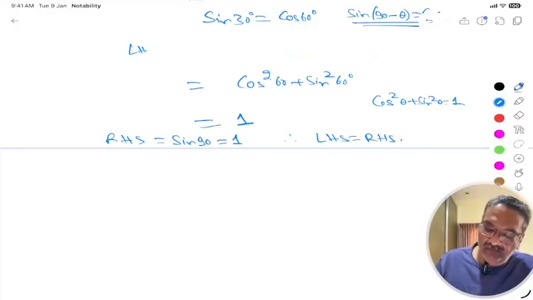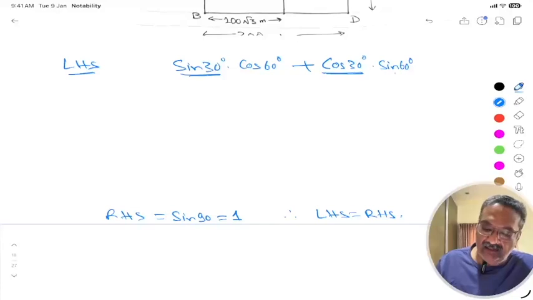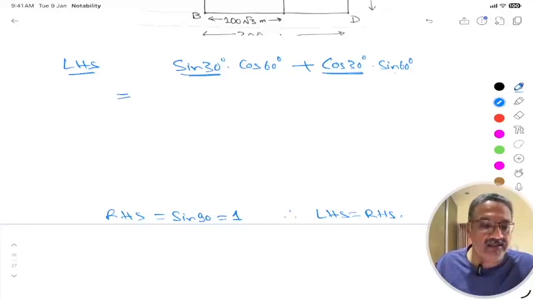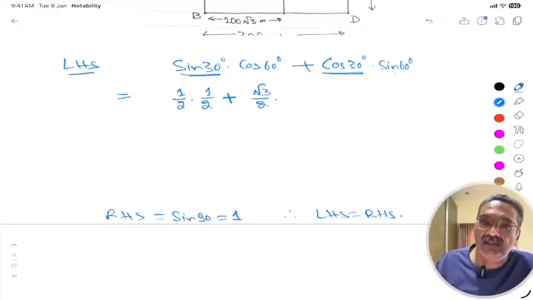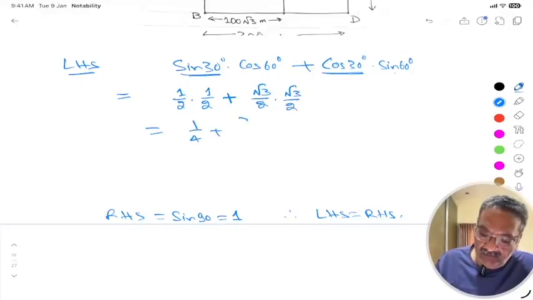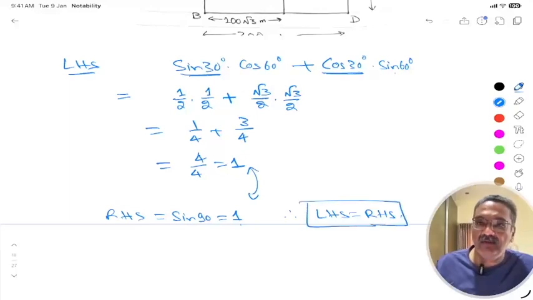We can also, instead of doing this, put the values of sin 30 and 60. What is sin 30? Sin of 30 degrees is 1 by 2, into cos of 60 degrees, which is 1 by 2, plus cos of 30 degrees, which is root 3 by 2, into sin of 60 degrees, root 3 by 2. So this is 1 by 4 plus 3 by 4, which is equal to 4 by 4, which is equal to 1. Now on the RHS, sin 90 is equal to 1. So both are the same. So we have LHS is equal to RHS.